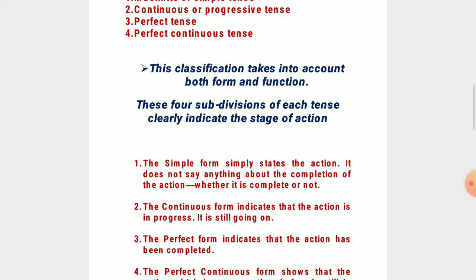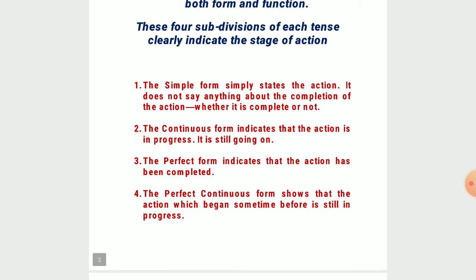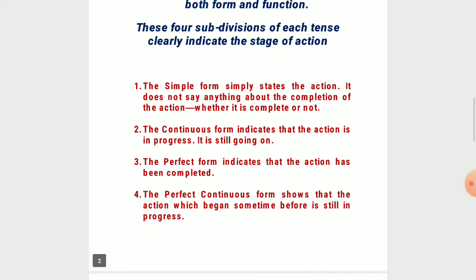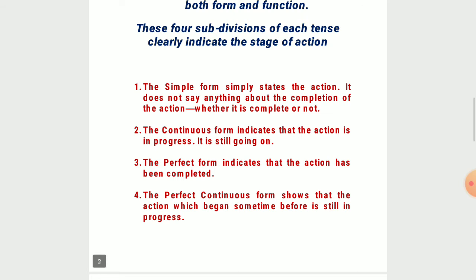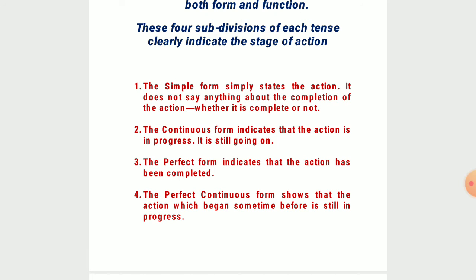So now let us move on. See, number 1, it is written the simple tense or the simple form. Now the simple form simply states the action. It does not say anything about the completion of the action, whether it is complete or not. It does not state whether the action is completed or it is still going on. It simply states that the action is there. That part is not told in the simple form.